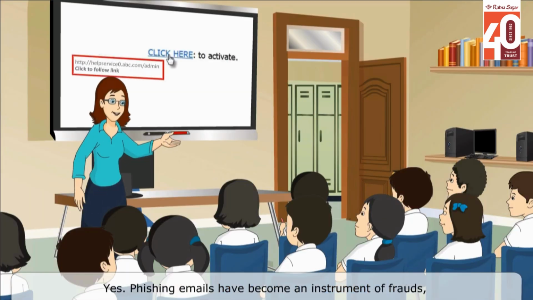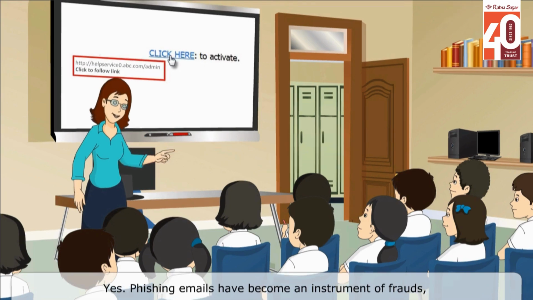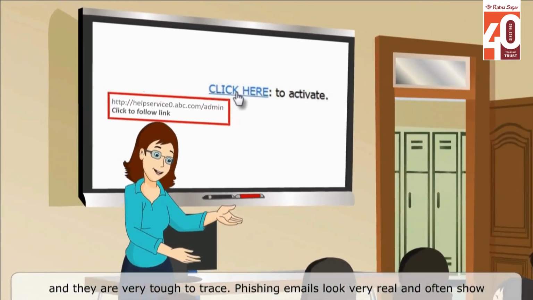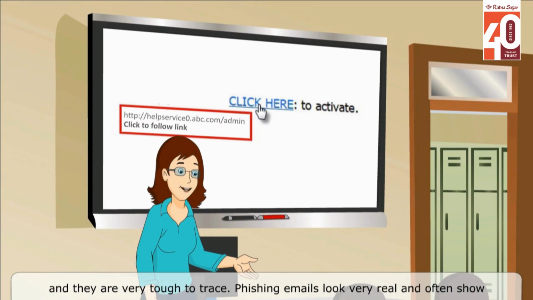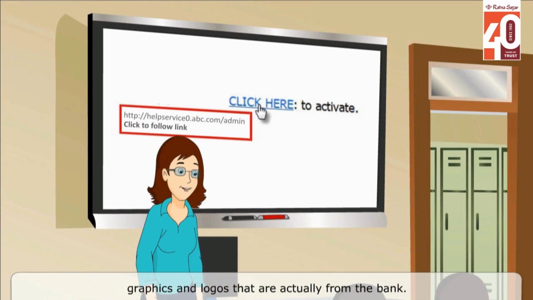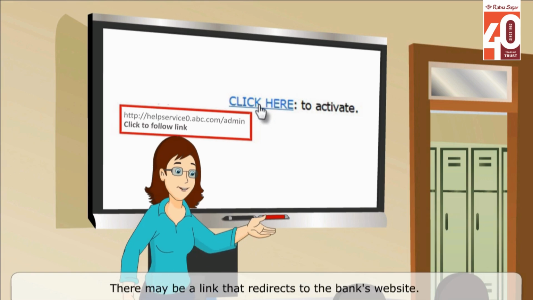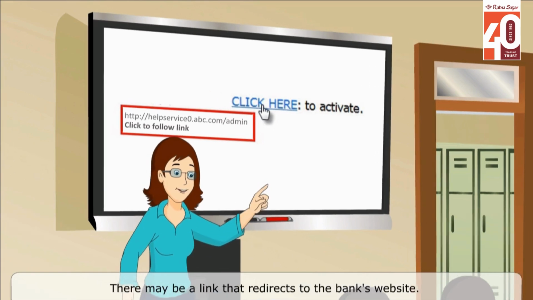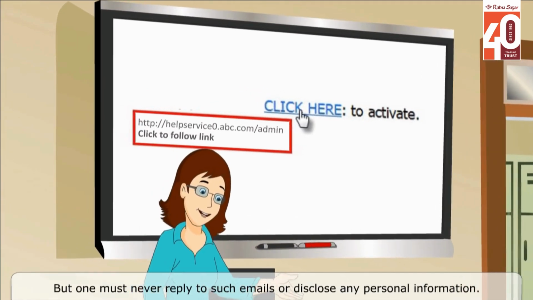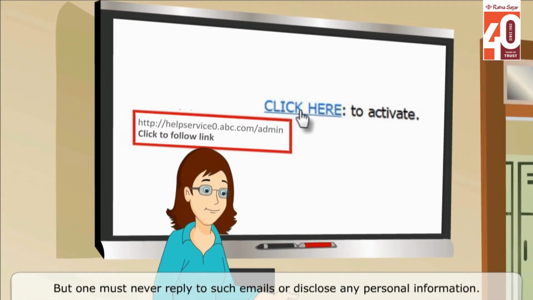Yes. Phishing emails have become an instrument of frauds and they are very tough to trace. Phishing emails look very real and often show graphics and logos that are actually from the bank. There may be a link that redirects to the bank's website. But one must never reply to such emails or disclose any personal information.